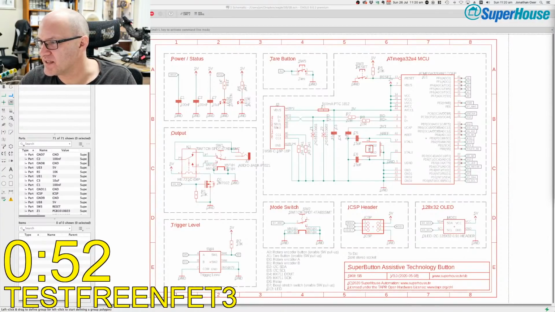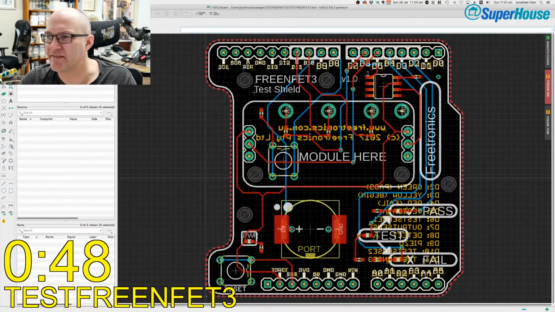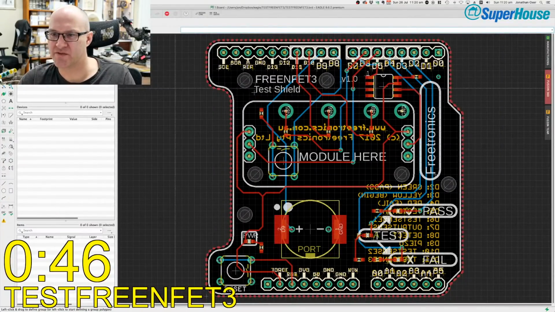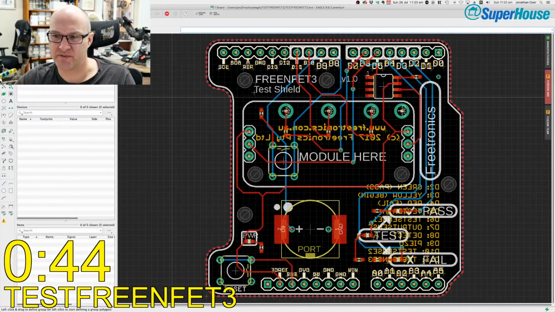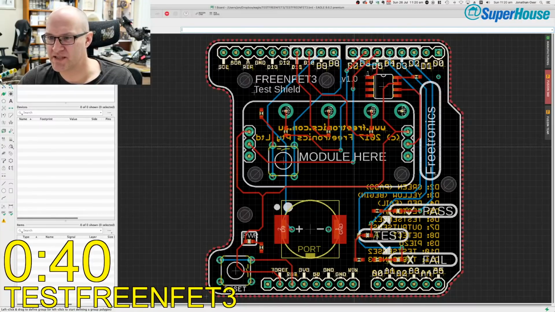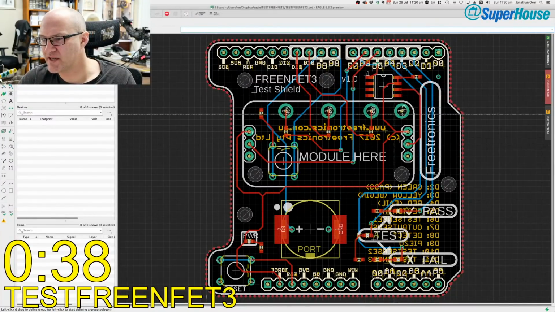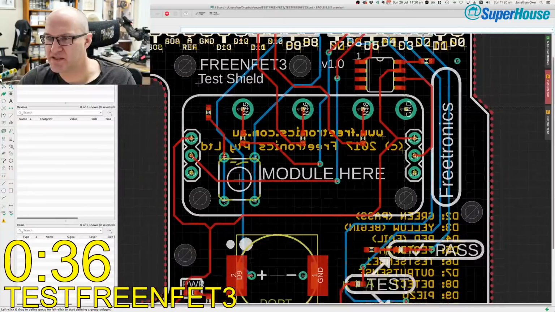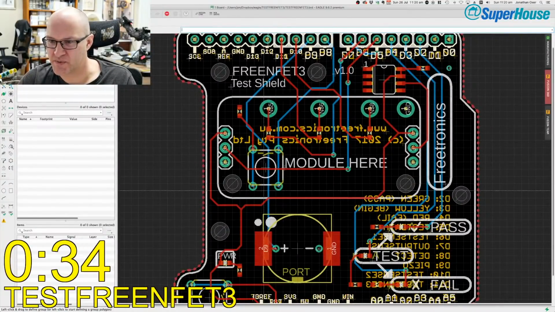This is a test board. Earlier I showed you the free NFET3 module, which is 3 MOSFETs which are addressable just like a NeoPixel. This is actually the test harness for it. So these large pads here are for pogo pins, and there is a tactile switch that goes in the middle.